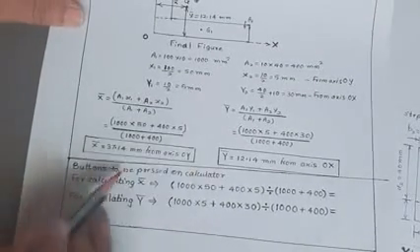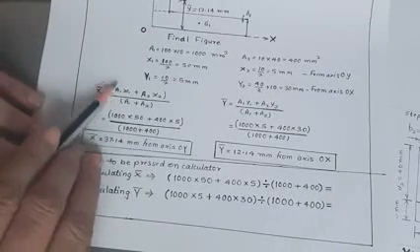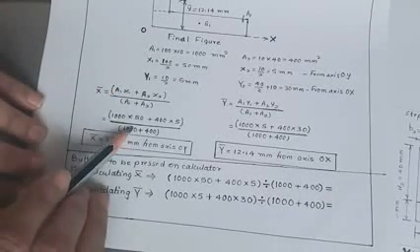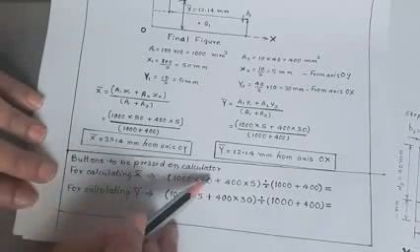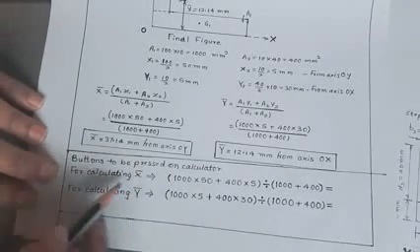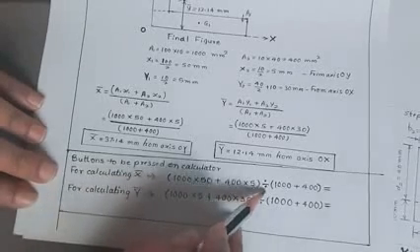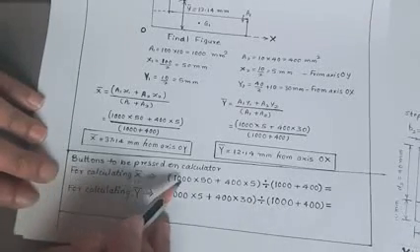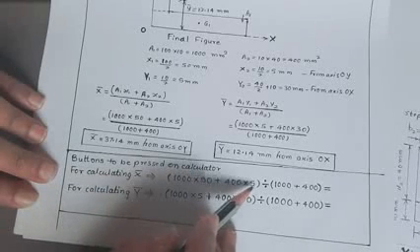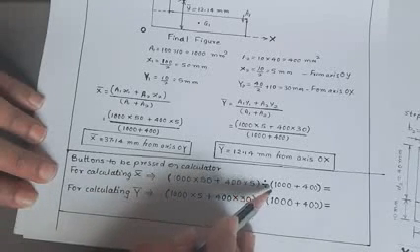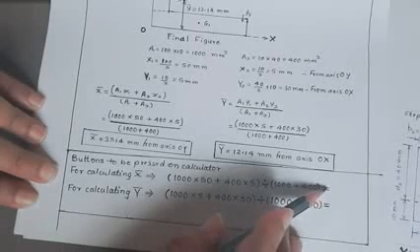Now a few students write the formulas correctly, they substitute the values also correctly, but their answer is wrong because they make a mistake while doing the calculation. So here I have shown what buttons are to be pressed on the calculator. In this order: bracket open, 1000 into 50 plus 400 into 5, bracket close, divided by bracket open 1000 plus 400, bracket close, and press equal to, you will get x bar.